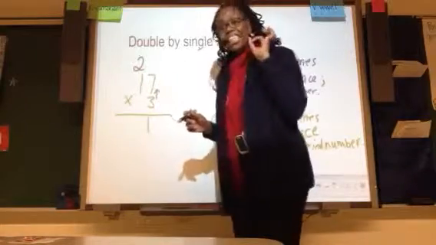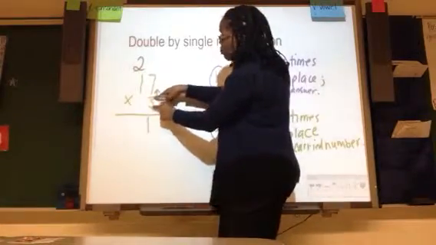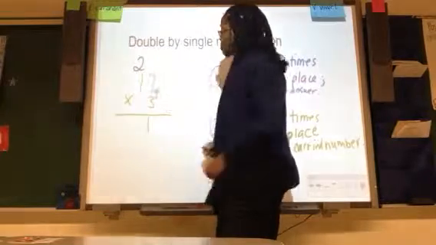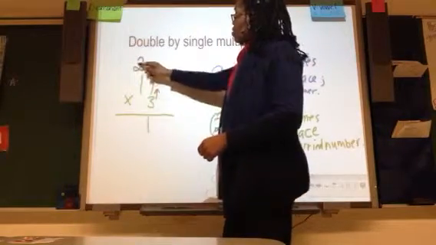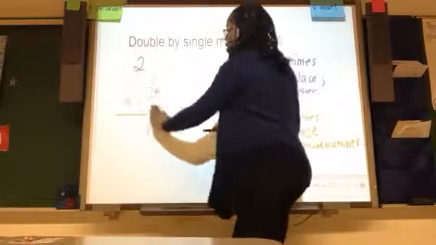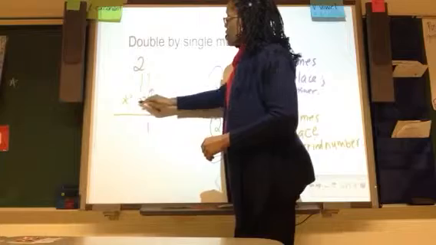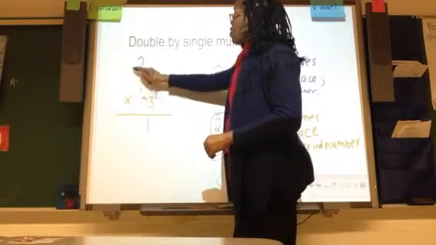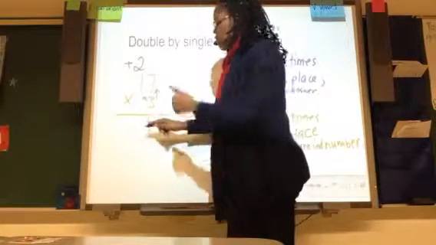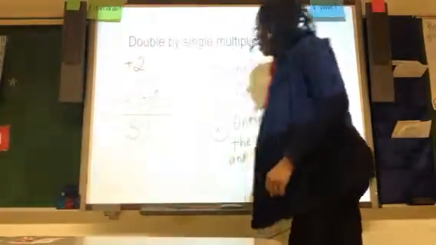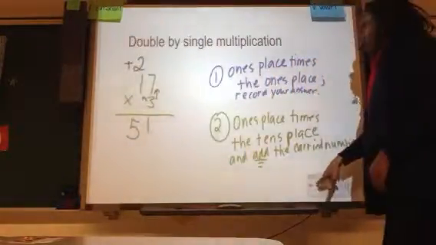And I am intentionally writing this 3 under this 7, ones place under the ones place. So you have 3 times 7, that's 21. You write your 21 like that. Then you multiply over, again, that 3. 3 times 1 is 3. Plus 2, 3, 4, 5 is 51. So your product is 51. Okay. Let's look at another example.